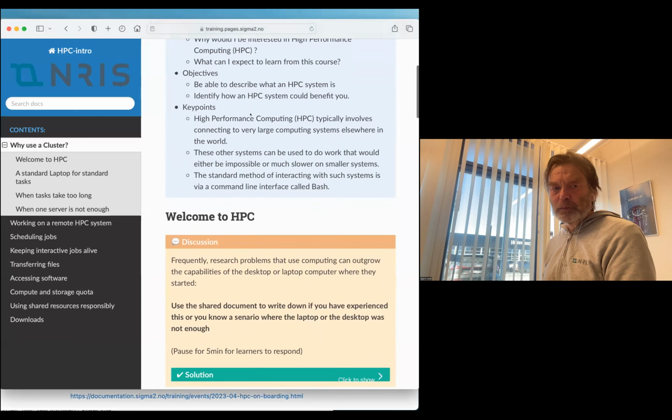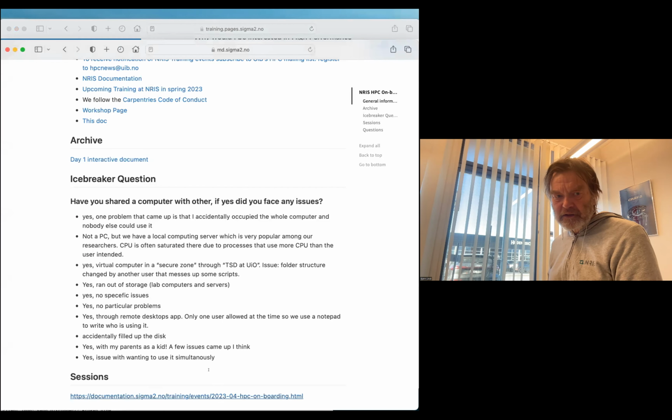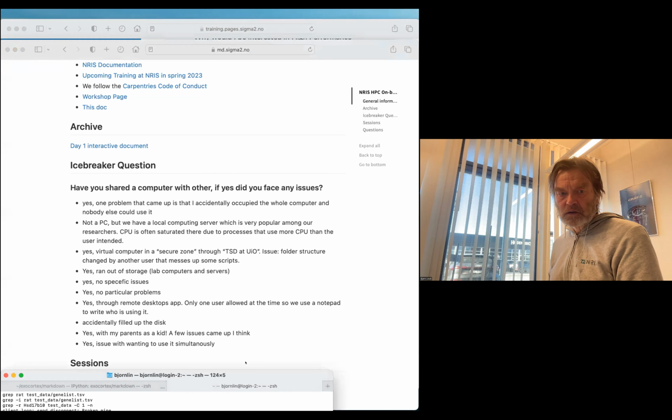But let's have another discussion, to see what you are going to use HPC for, because research problems that use computing can easily outgrow a desktop or laptop computer. So we'll write some more in the shared document about your experience with scenarios like that, or you can write what you are going to use the HPC system for. So I'll add a section for that as well. It'll take 5 minutes to write down.